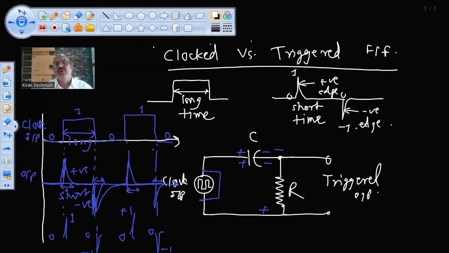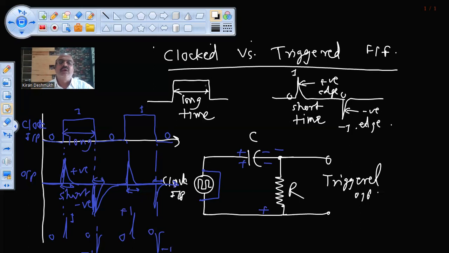Okay. So what problem did we have in the case of the JK flip-flop? Whenever the clock is 1 and the J and K inputs are 1, the outputs were changing very fast. They were toggling from 1 to 0 and 0 to 1 very fast. We were unable to notice that.